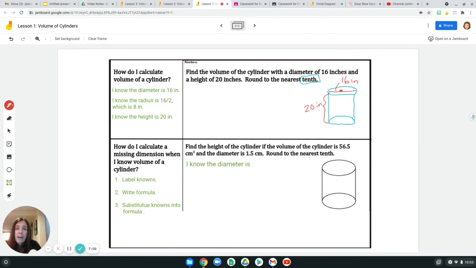But unfortunately, diameter is not part of my formula. If you look at my formula for volume, it's pi times radius squared times height. So I have to go back to knowing my circles, and that radius is half of the diameter. So 16 divided by 2 would be 8. So I'm actually going to be using 8 in my formula with my height, which is 20. So let's substitute those things in along with 3.14 for pi. So my radius is 8 squared and my height is 20.